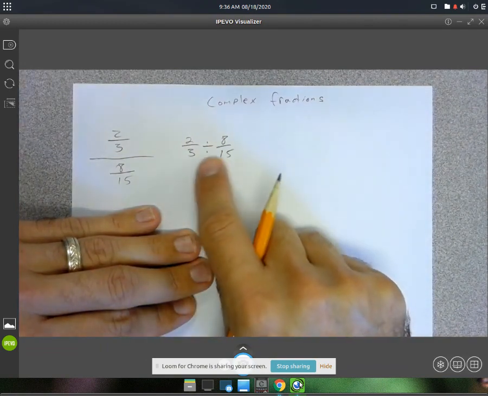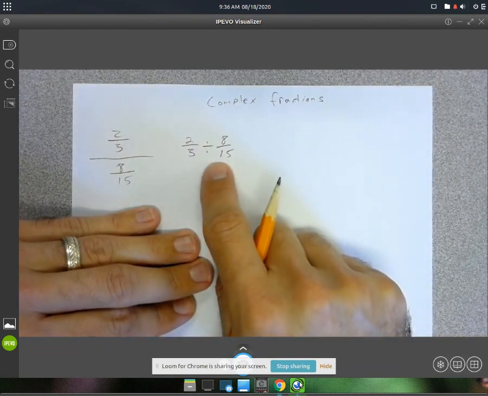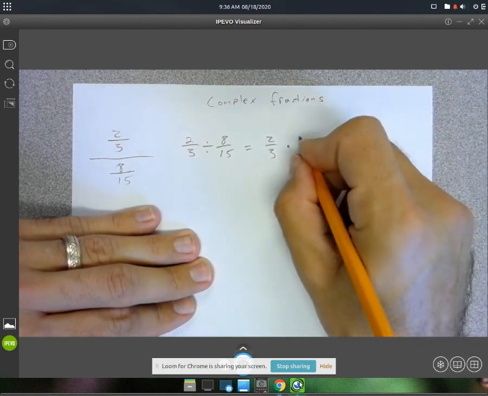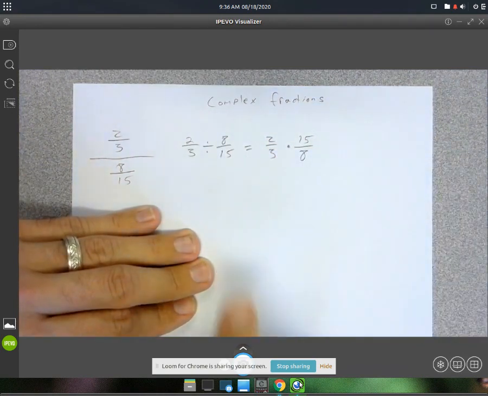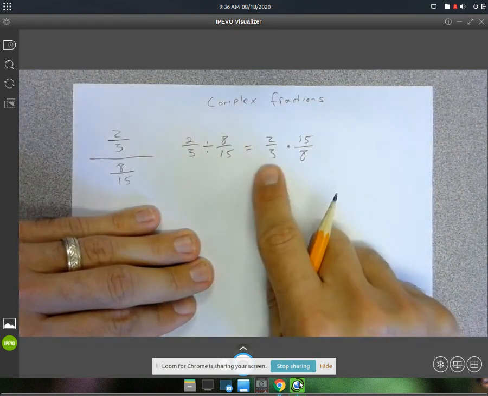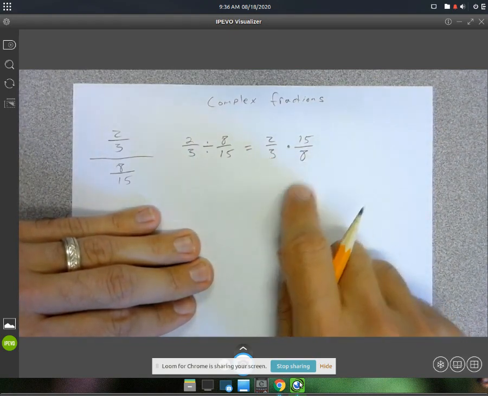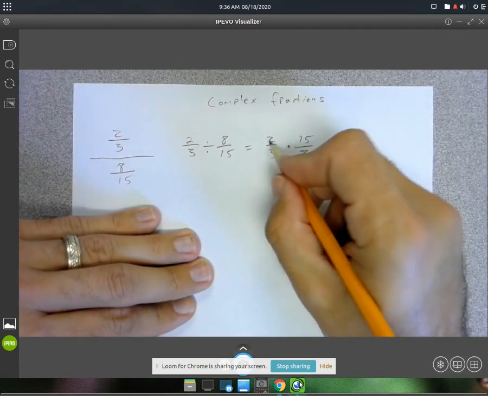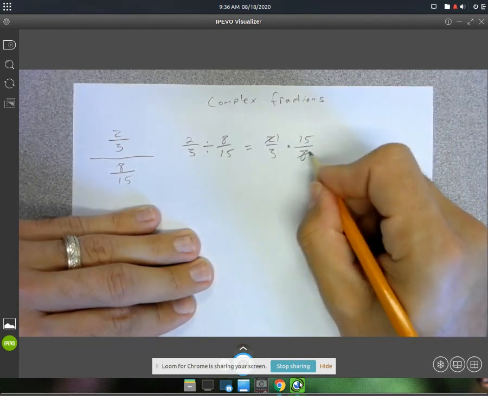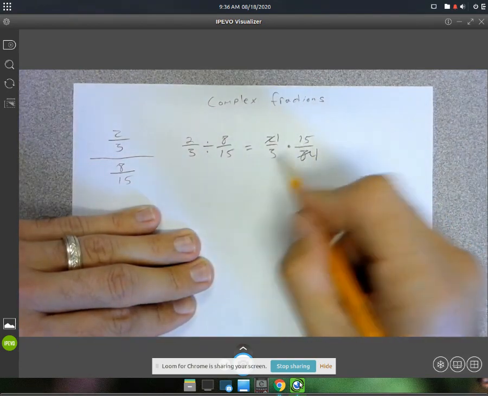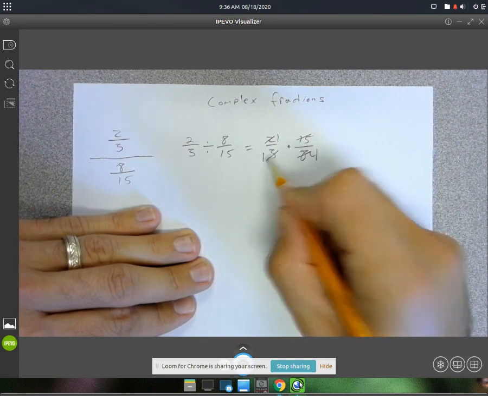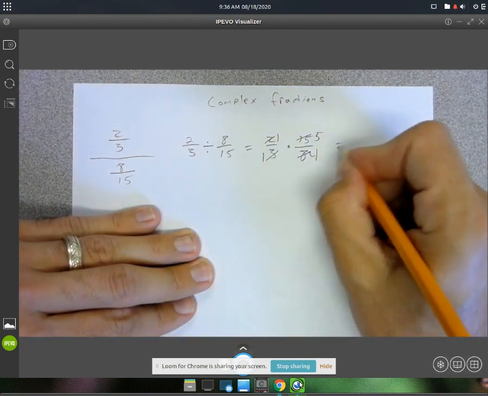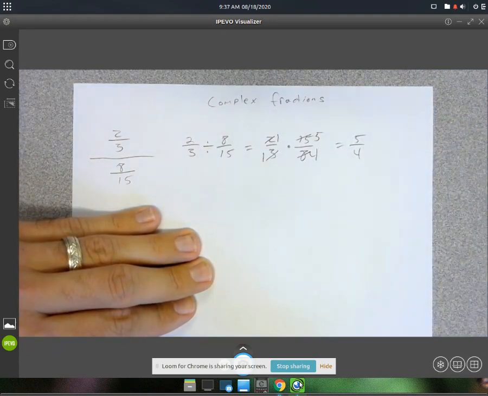Now we can just apply the division rule for fractions. We'll keep the first one the same, change it to multiplication, and flip that second fraction. So same, change, flip. Now we can multiply straight across, or we can cross cancel some things. 2 and 8, you can divide those by 2, becomes a 1, this becomes a 4. 15 and 3, you can divide those by 3, so 1, that becomes a 5. And now we can multiply straight across, and we just get 5 over 4.